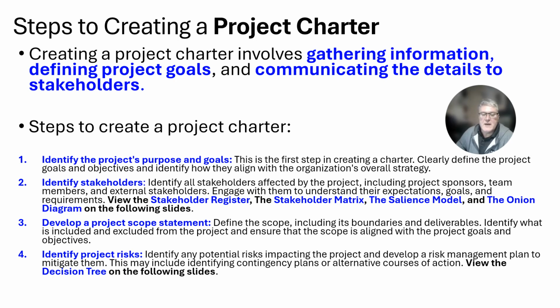Here are the steps to creating a project charter. You identify the project's purposes and goals. You identify the stakeholders. You might create a stakeholder register or a stakeholder matrix, and you might use salience models and other models that will help you determine how important the stakeholder is and their involvement, and how and when they should be communicated with regarding the project and the details of the project. You need to develop a project scope. Afterwards, you identify project risks. On the next slide, you'll see a decision tree that helps you decide what you would do when risks occur.